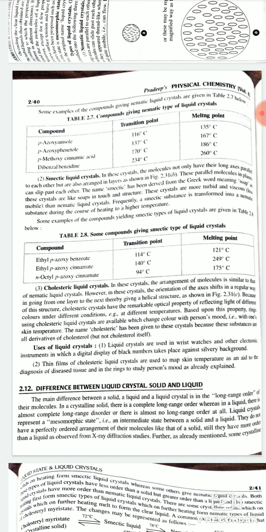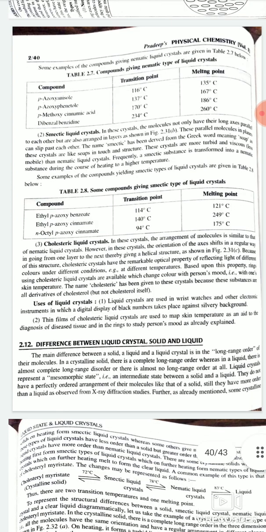Now, uses of liquid crystals. First, liquid crystals are used in wrist watches and other electronic instruments in which a digital display of black numbers takes place against a silver background. Second, thin films of cholesteric liquid crystals are used to map skin temperature as an aid to the diagnosis of diseased tissue and in the rings to study a person's mood, as already explained.